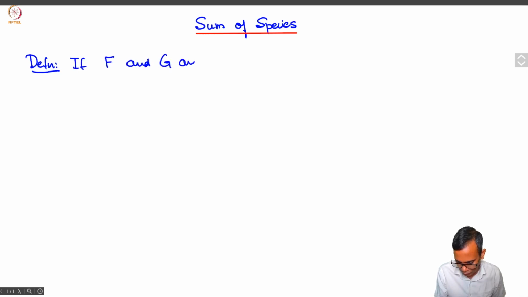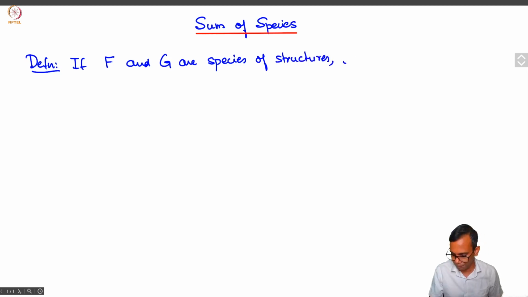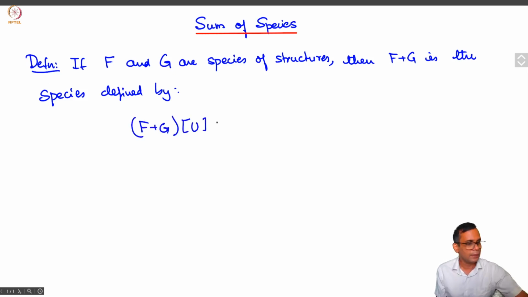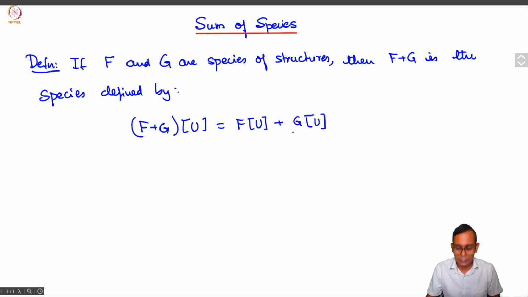are species of structures, then f plus g is the species defined by f plus g applied to the set U is f of U disjoint union g of U. So in this lecture and the following lectures, I'll be using this plus to denote disjoint union.